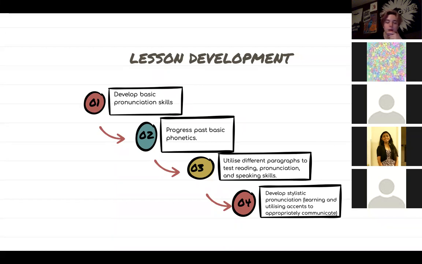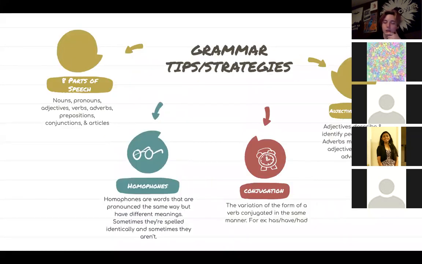Yeah, okay. And then some strategies and tips, 8 parts of speech: nouns, pronouns, adjectives, verbs, adverbs, prepositions, conjunctions, and articles. So that's more of a subject. So that is something that will be applied throughout all grammar. Homophones. Homophones are words that are pronounced the same way but have different meanings. Sometimes they're spelled identically, sometimes they aren't. So that is another confusing roadblock for a student.